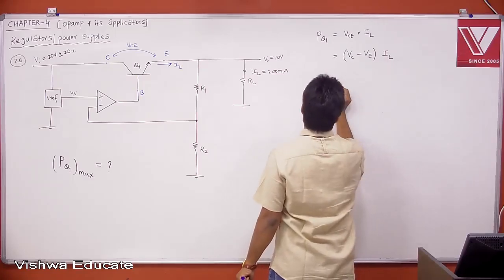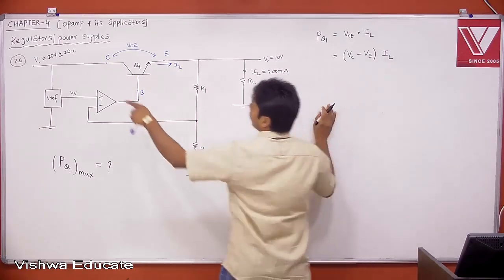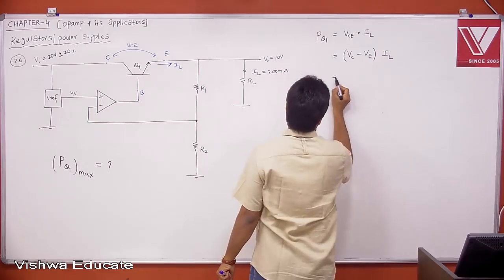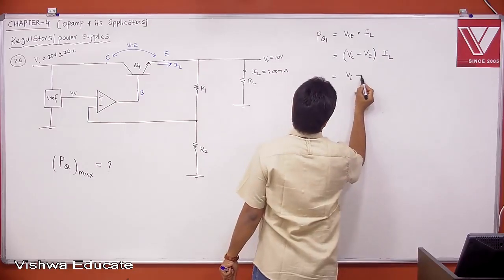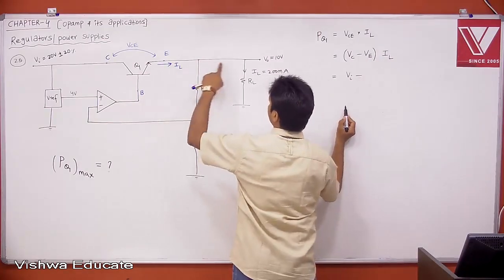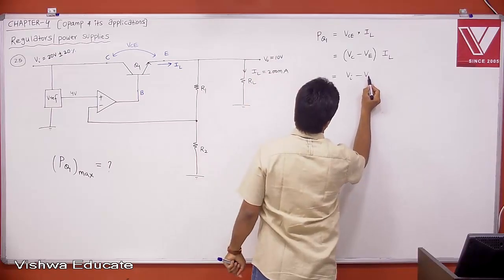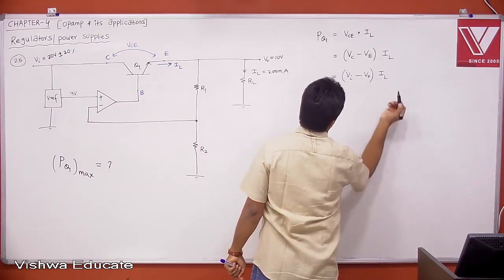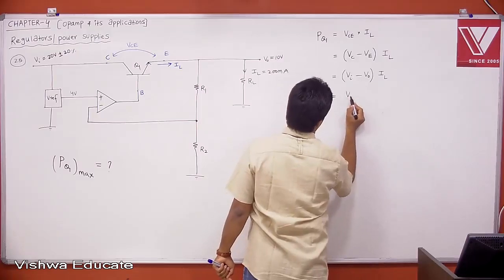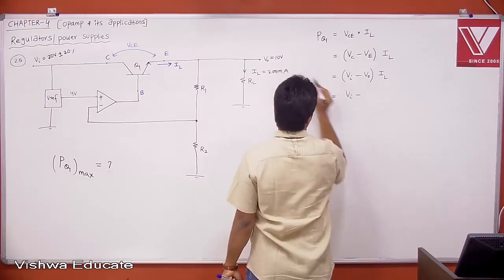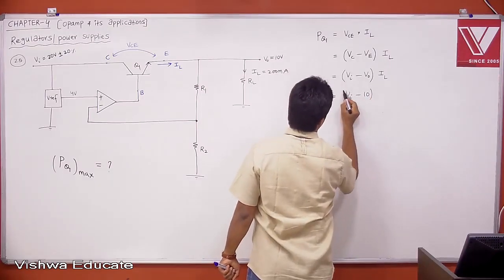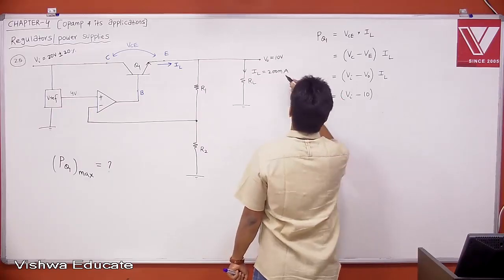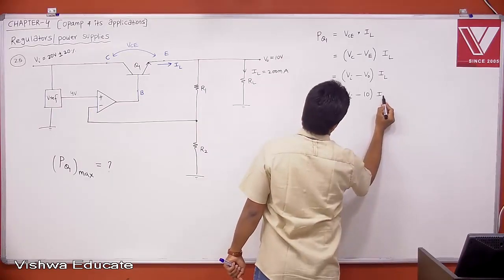What is voltage at collector? Voltage at collector is nothing but your input voltage VI. And what is voltage at emitter? Voltage at emitter is nothing but V0 into IL. Right? Therefore, what is VI? VI minus V0. V0 is constant, that is 10 volts, into IL. What is IL? 200 milliampere. Whatever may be, that is constant.